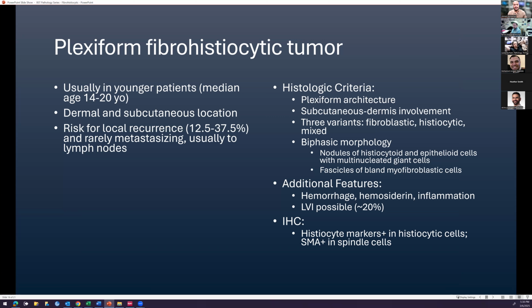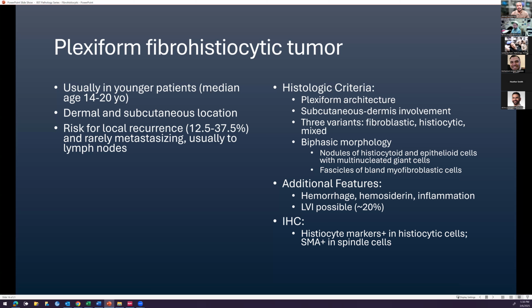They're one of these locally recurrent, rarely metastasizing tumors. So in the intermediate category, right? They have a pretty significant risk for local recurrence, they quote around 12-ish to 37%. And they rarely metastasize, usually to lymph nodes. Actually, they do often have LVI. They present like 20% of the time with LVI. So that's a noted thing.